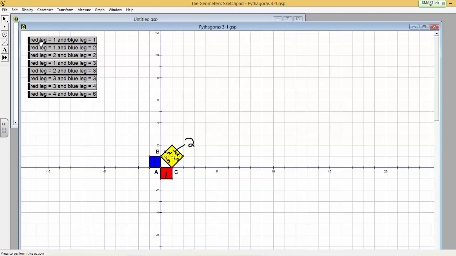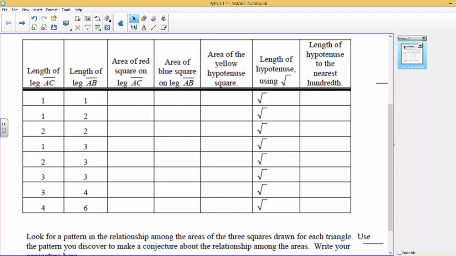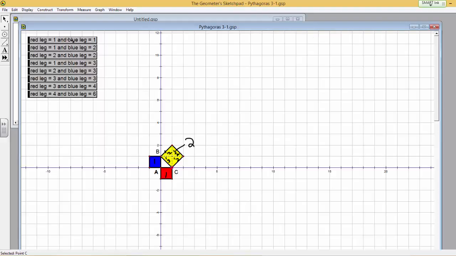So I'm going to go back and fill that out on this. So the red square was 1. The blue square was also 1, and then the yellow square had an area of 2. And what that means is that the square root of 2 is the side length, which we already know is 1.414. So this side length right here, and every side length, is the square root of 2. Cool. Okay.